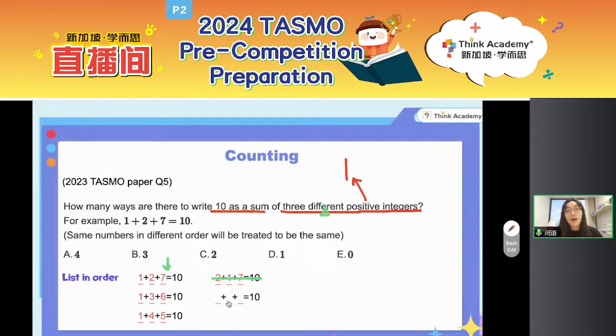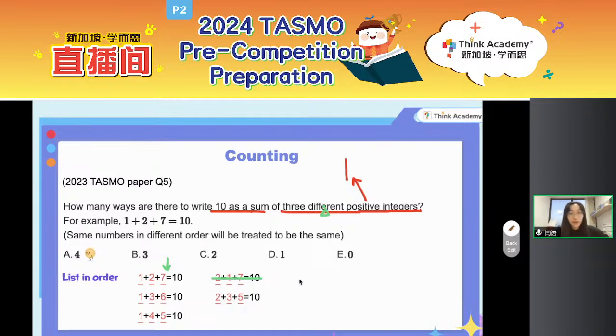Then move on to 2 plus 3. Why do I skip 2? Because again, you cannot use the same number twice. So 2 plus 3 plus 5. And then move on, 2 plus 4 plus 4. So here, the answer should be A. In total, there are only 4 different ways.